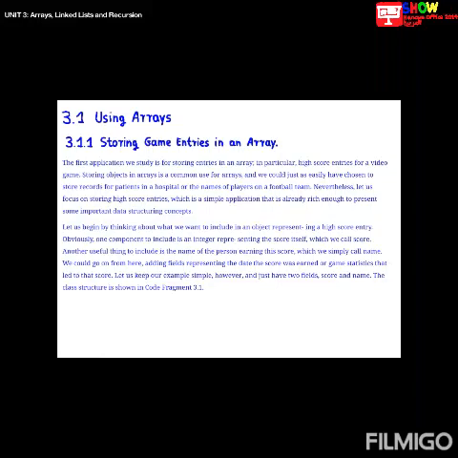Let us begin by thinking about what we want to include in an object representing a high score entry. Obviously, one component to include is an integer representing the score itself, which we call score. Another useful thing to include is the name of the person earning this score, which we simply call name. We could go on from here, adding fields representing the dates the score was earned or game statistics that led to that score. Let us keep our example simple, however, and just have two fields, score and name. The class structure is shown in Code Fragment 3.1.